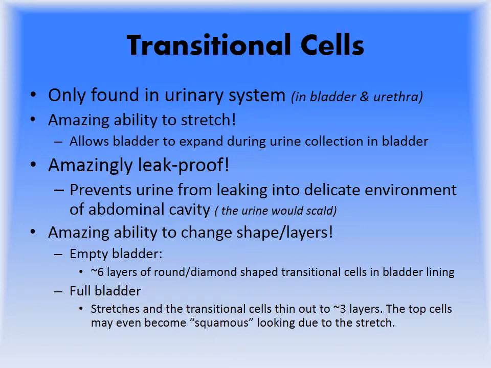So the transitional cells, because it stretches, once it stretches, it changes its shape. If we talk about an empty bladder, there's about 6 layers of these transitional cells, and they happen to be round or diamond shaped, and that's what it would look like within your bladder when it's empty. Now, once a patient's bladder starts filling, these 6 layers of round, diamond shaped transitional cells are going to start stretching, right? So that 6 layers actually thins out to 3 layers, and the top cells actually become squamous looking due to the stretch. But again, once the bladder is emptied, it'll go back to the 6-layer round diamond transitional cells.